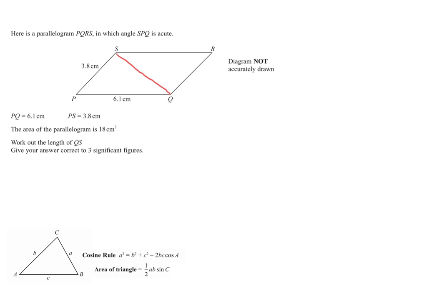Now, I know the area of the parallelogram is 18. I've created a triangle now here. So I could say that the area of this is 9 centimeters squared. Now, ultimately, I want to find the length of SQ. Currently, I know area and two sides. When I have area and two sides, all I can really do is find the angle between the two sides that I know, this angle here at P. And I can do that by using the area of the triangle rule, which we're given in the exam paper.